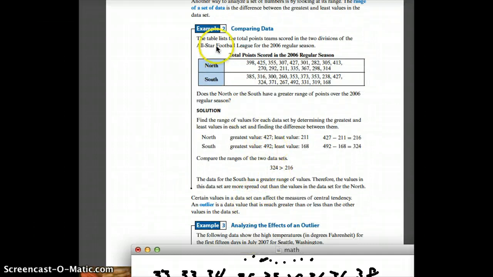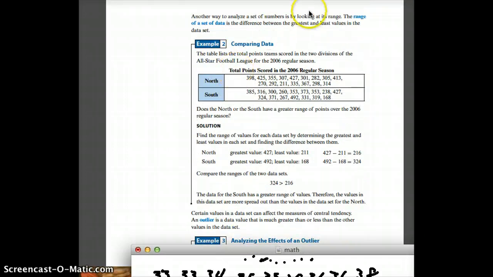Okay? Example 2. The table, and they have range, which is basically the biggest minus the smallest. The table is the total points teams scored in 2 divisions of the All-Star Football League for the 2006 regular season. Does the North or the South have a greater range of points over the 2006 season? So the range, you would find the biggest minus the smallest. In the North, it's 427 minus 211, which is 216. In the South, 492 minus 168. So the South is bigger.